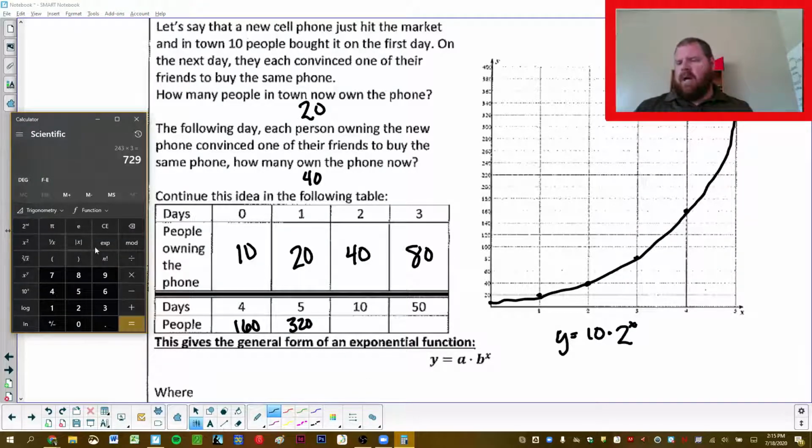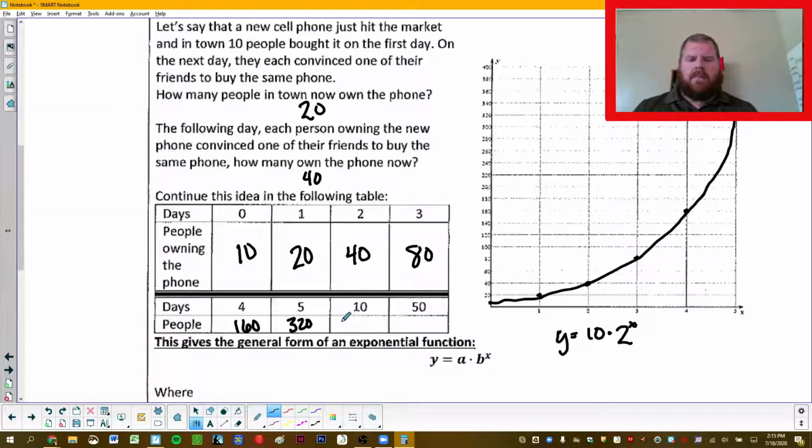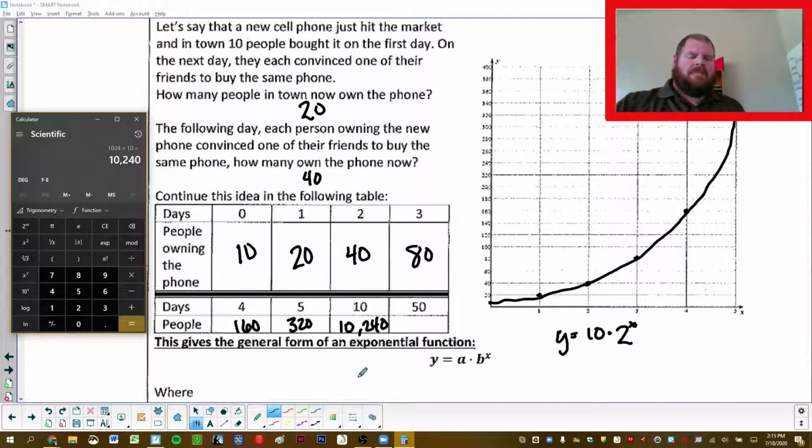Now that we have that, we can figure out the 10 and the 50. But you probably will want a calculator, and that may not even be enough for 50. I haven't tried it yet. So let's go ahead and look at how we're going to plug this in. I'm going to deal with the exponent part first. So I'm going to say I want 2, and then I need this x y. Notice it puts that little caret in there. And then 2 to the 10th power is 1024, and I'm multiplying that by 10. So it's going to give me 10,240. That's how many people own the phone after 10 days if this trend continues.